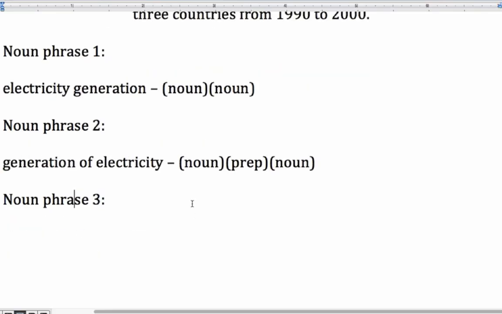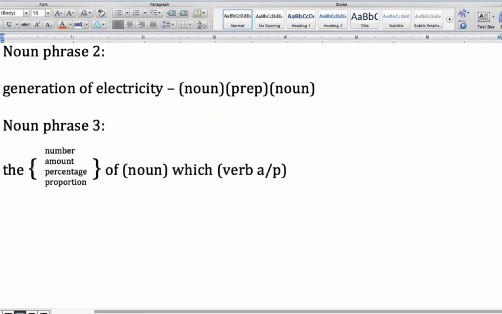And now we get to noun phrase 3, which is the nice big one. And this is the one that gets you higher band score. And this is what it looks like. It looks complicated. Don't get confused. Don't get bored. I will explain. It's actually quite easy. All you say is the number or the amount or the percentage or the proportion of the noun, but it's this noun, which it can also be who, and then a verb. And then you change this into a verb. AP means active or passive. Sometimes the verb's active, sometimes the verb passive. We will look at that later.